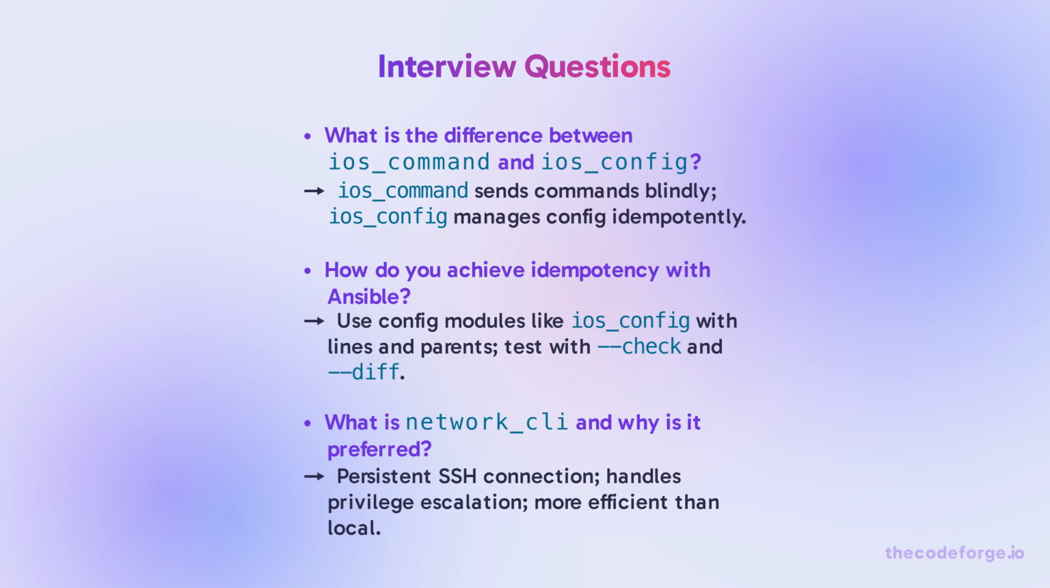Let's run through some common interview questions. What is the difference between ios_command and ios_config? ios_command sends commands blindly. ios_config manages config idempotently. How do you achieve idempotency with Ansible? Use config modules like ios_config with lines and parents. Test with check and diff. What is network_cli and why is it preferred? Persistent SSH connection. Handles privilege escalation, more efficient than local.